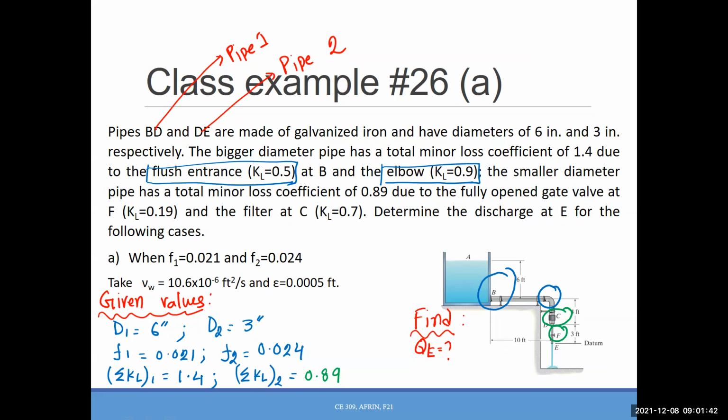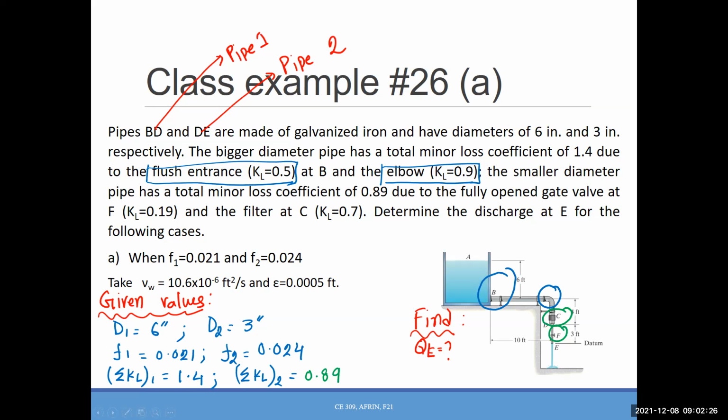So we read the question and named the pipe BD as pipe 1 and DE as pipe 2, and we tried to identify all the given values here. We found that we have two cases to solve. In the first one, we already know the friction factor, so part A will be a little easier because at least two unknowns are given. For part B, where the friction factor is not given, we need some extra steps to get the friction factor. Other than that, all the calculations will be the same.